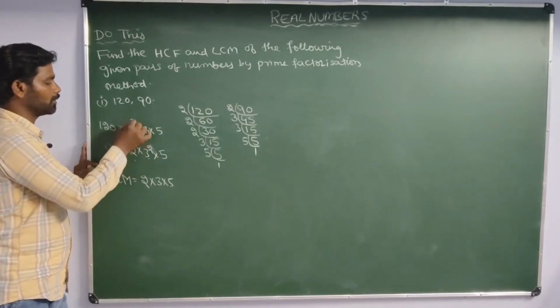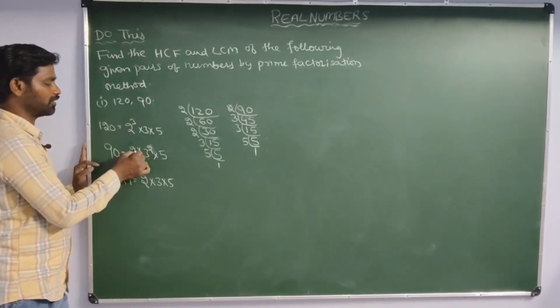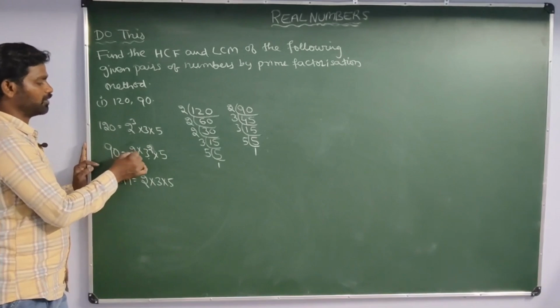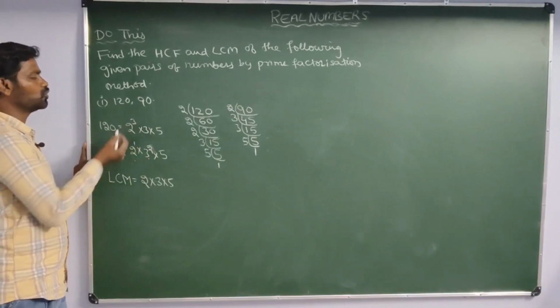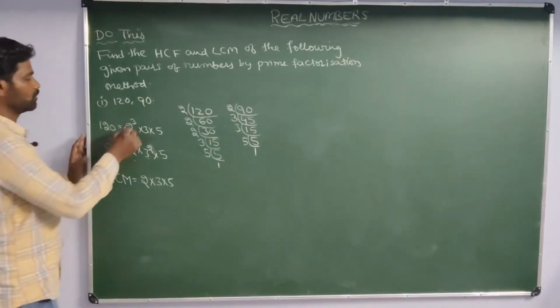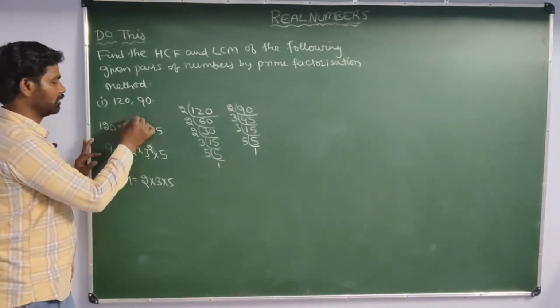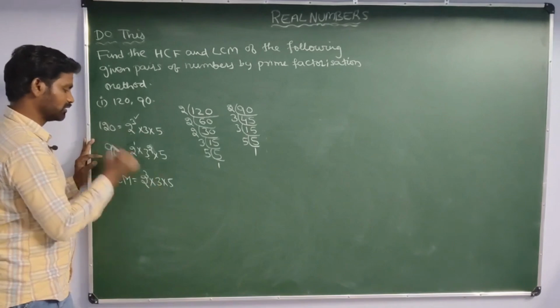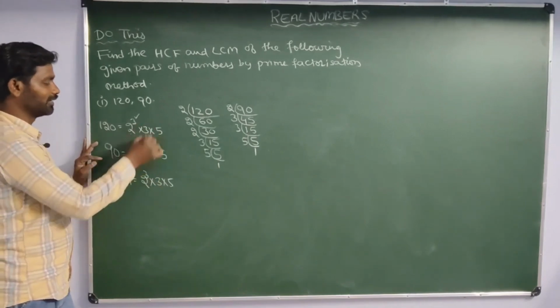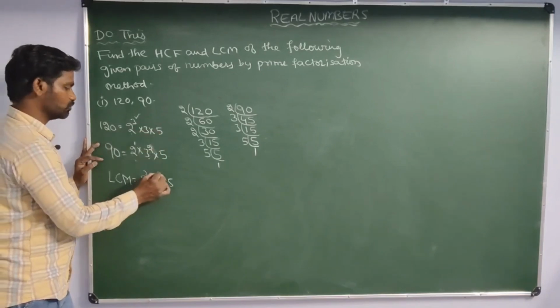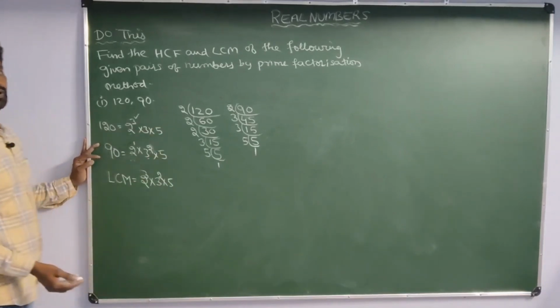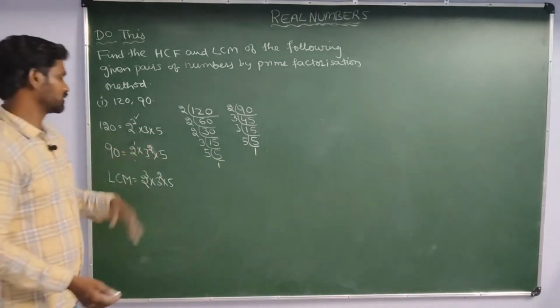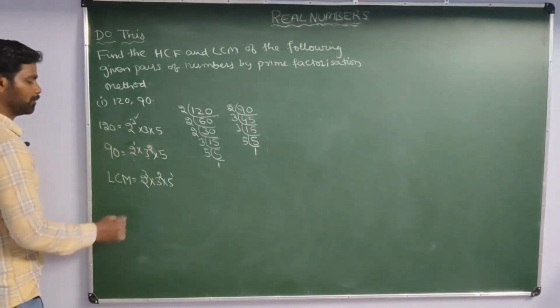So here, the power of 2 is 3 and in 90 the power of 2 is 1. So whose power is highest? Here the power of 2 is 3. 3 is the highest number, you write here 3. Next, in 3 the highest power is 2, and in 5 there is no highest power, both are same. So just write power 1.